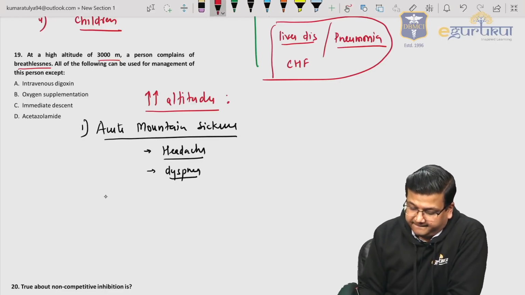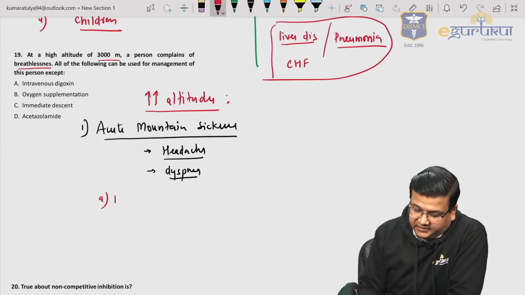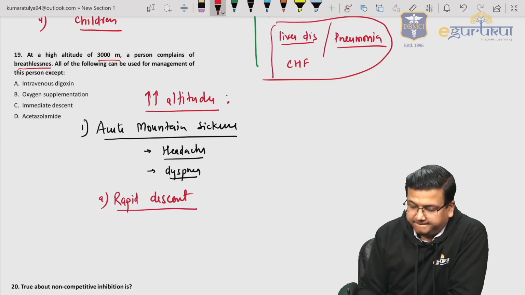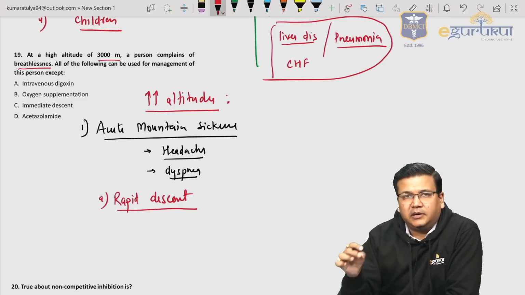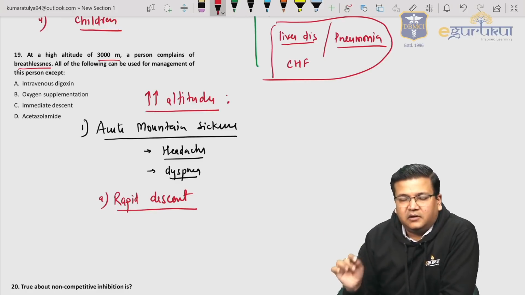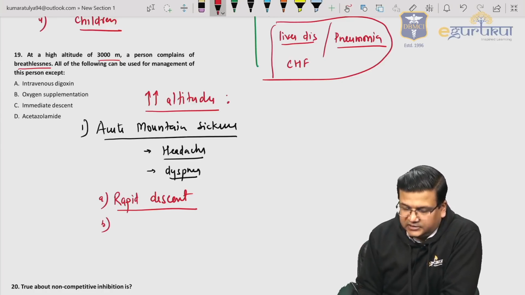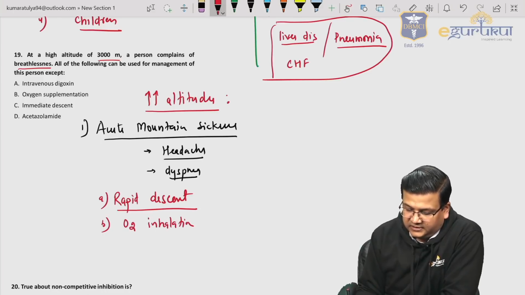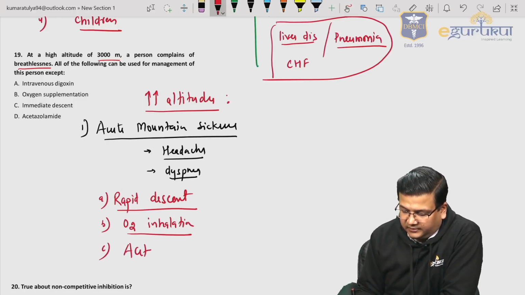What is to be done? First, rapid descent. Patient should immediately start coming down. He should not ascend higher, he should immediately come down. Rapid descent is the earliest thing to do. Ask the patient to descend. He is not able to breathe properly, so obviously oxygen inhalation, if available, has to be given. That is to be done in any case of dyspnea. There is no rocket science behind it. And acetazolamide. If you are asked the drug of choice for this condition, acetazolamide.